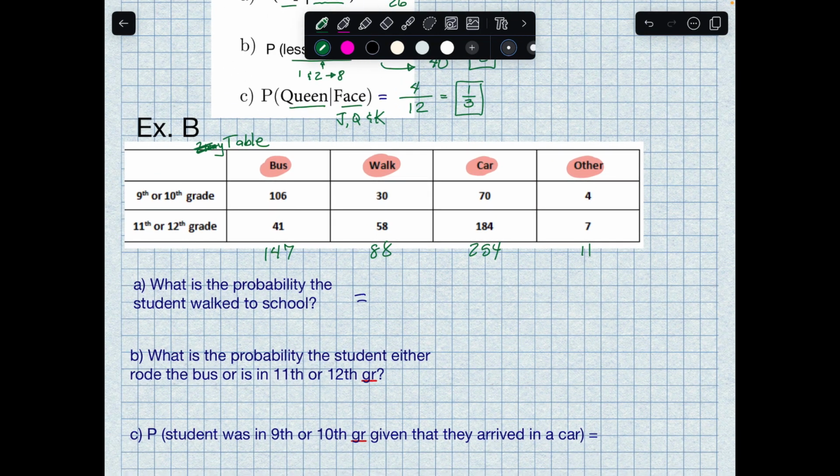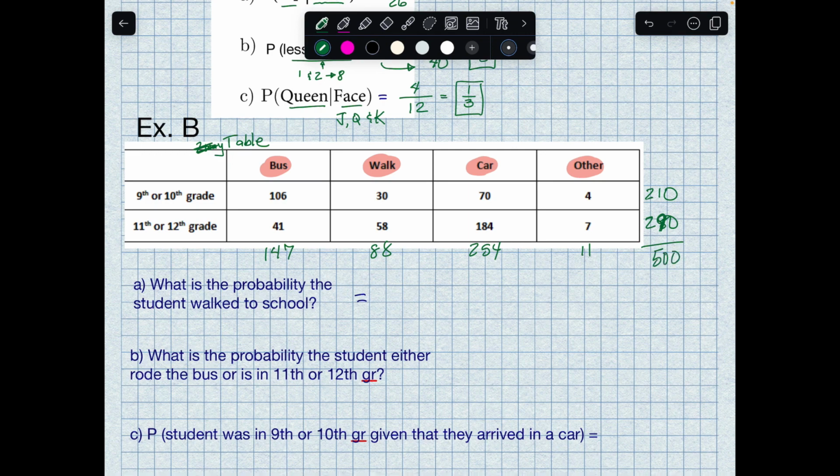Looking at it by grade, we have 210 kids traveling to school in 9th and 10th grade. In the 11th and 12th grade, we have, I believe the number is 290. I think there's going to be 500 total. Let me add those up quickly. So we have 500 total.